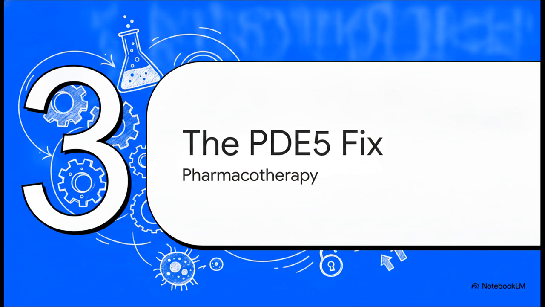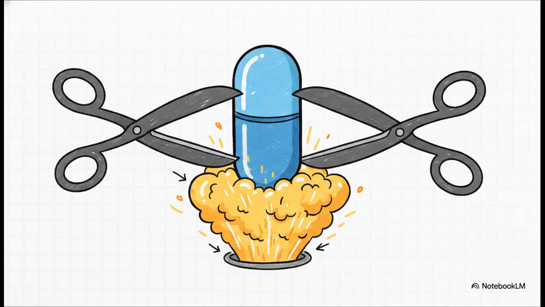So, how do we solve this? Section 3, the PDE5 mechanical fix. Normally, your body produces an enzyme called phosphodiesterase type 5, or PDE5 for short. Its whole job is to degrade cGMP, which is the mechanism that naturally terminates the erection.